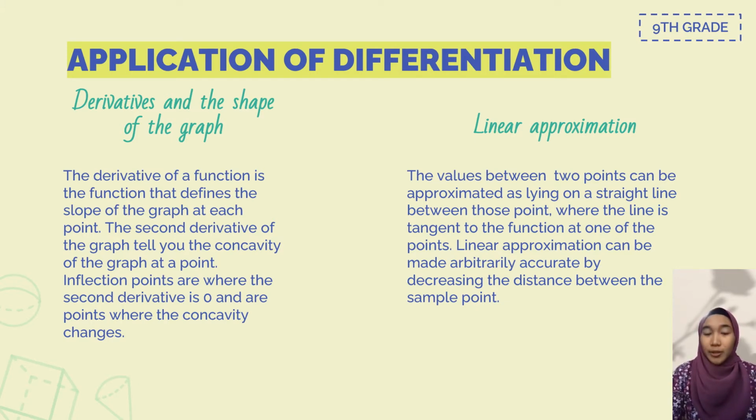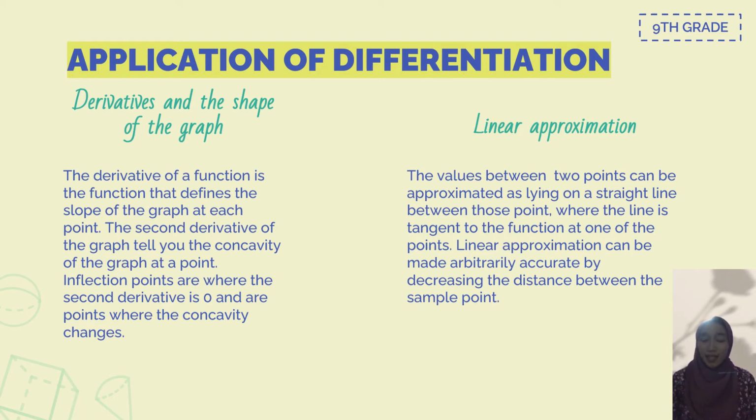I want to talk about application of differentiation. First is the derivative and the shape of the graph. The derivative of a function is the function that defines the slope of the graph at each point. The second derivative of the graph tells you the concavity of the graph at a point. Inflection points are where the second derivative is 0 and are points where the concavity changes.